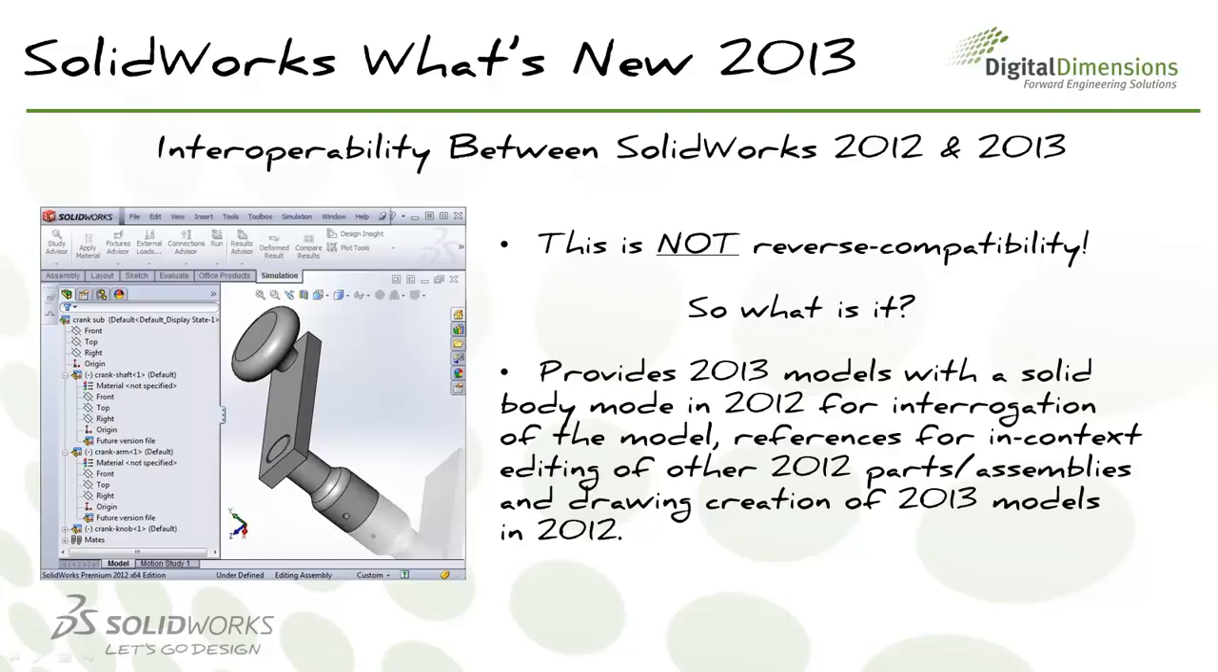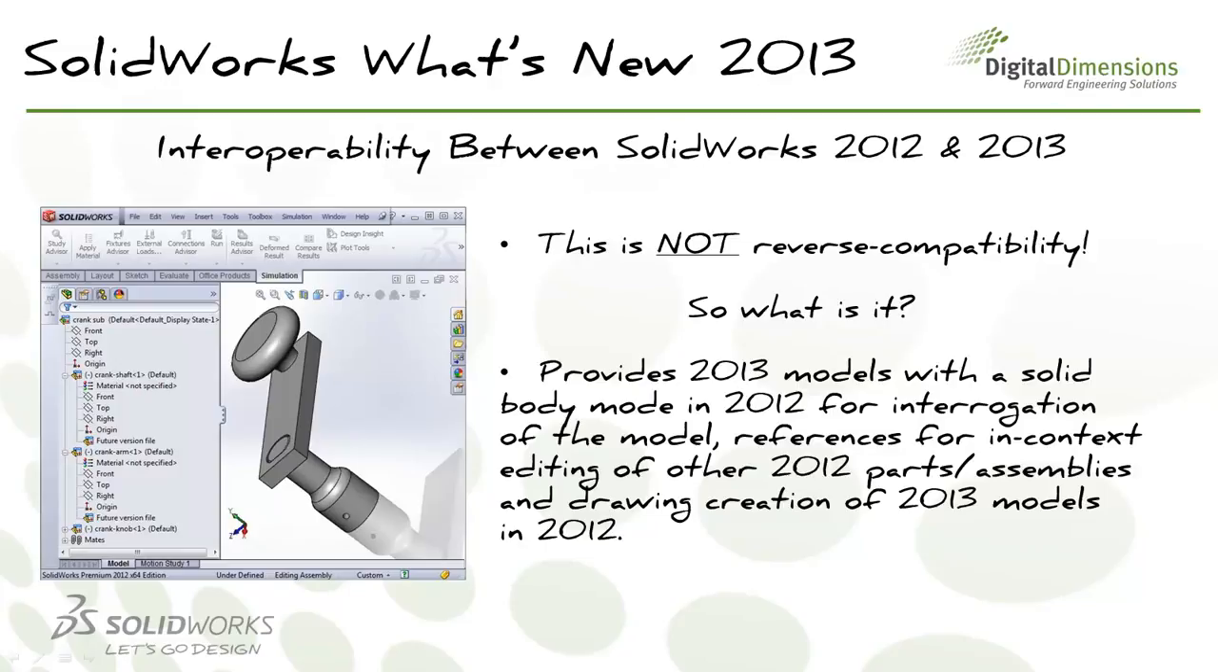A lot of times we have shops that get files from a future version, and the CAD people can't really do anything with these models. We can't even open them up. We have to request a Parasolid or a dumb solid to work with the model. Well, starting in 2013, if you have 2012 Service Pack 5, you can open parts and assemblies created with 2013.